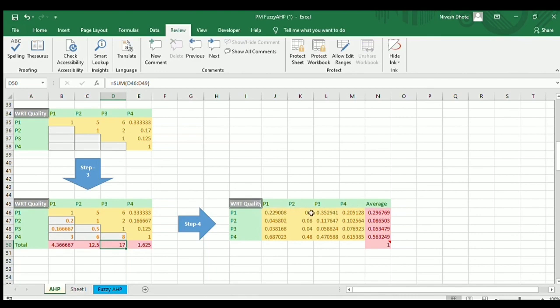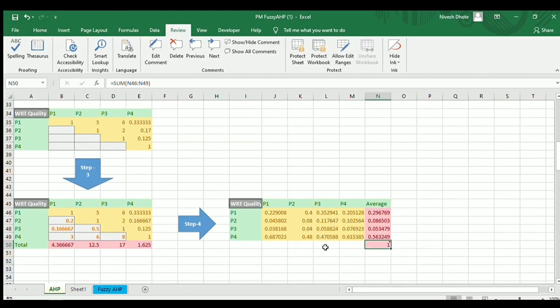Now we have to calculate the average again. The average of these values is the weightage of these factors. Again, the sum of the averages should always be equal to 1. If you have done all this correctly and you get the value of 1, then you have done the process correctly.